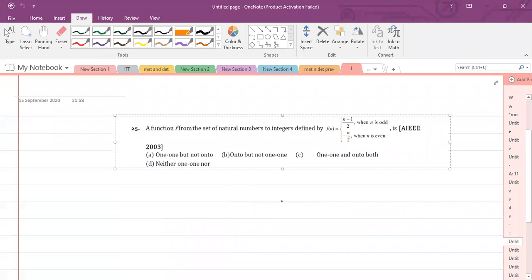Next problem. So it's a problem of AIEEE 2003. AIEEE is nowadays called JEE Mains, to get seats in NITs. Those days AIEEE was the examination, but now JEE Mains. A function f from the set of natural numbers to integers defined by f of n is equal to (n minus 1) by 2 when n is odd and minus n by 2 when n is even is.